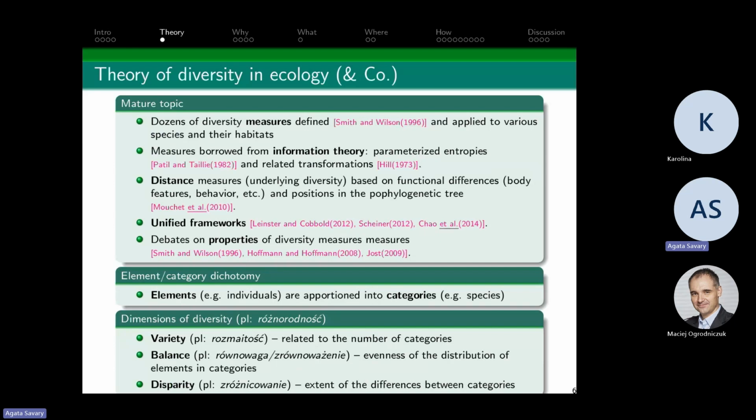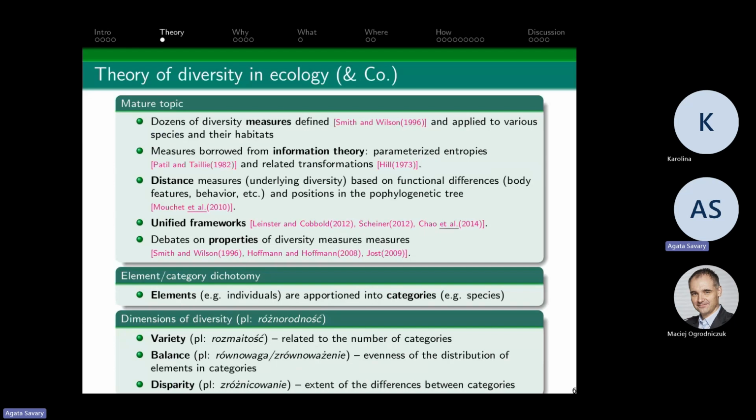I tried to translate it yesterday into Polish. I have no idea, but maybe we can just debate over it. So variety is basically related to the number of categories. So the more categories we have in a habitat, more species, the more diverse is the habitat, right?